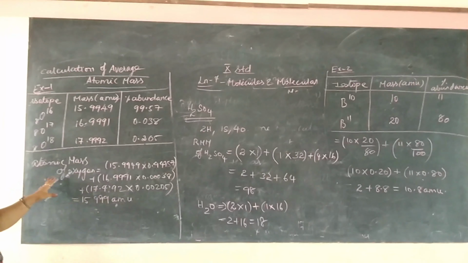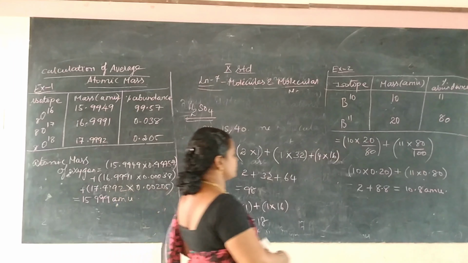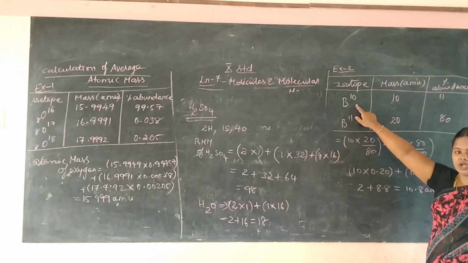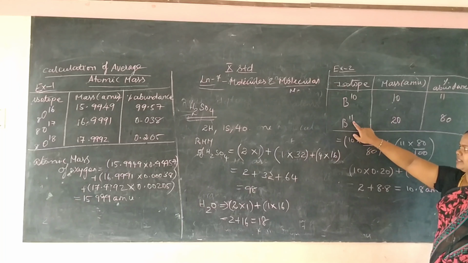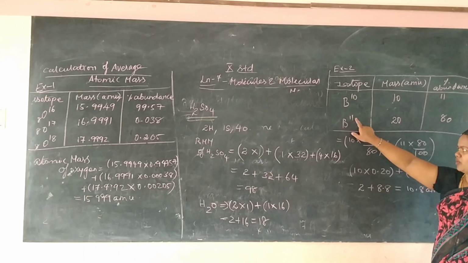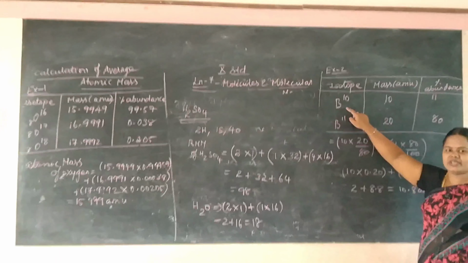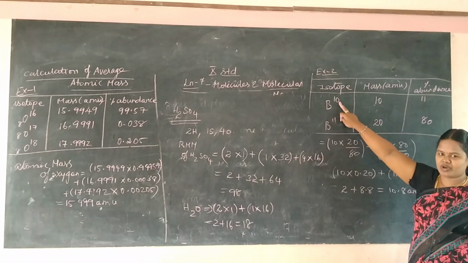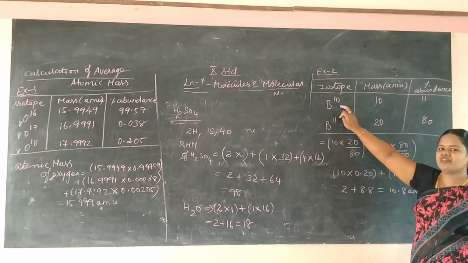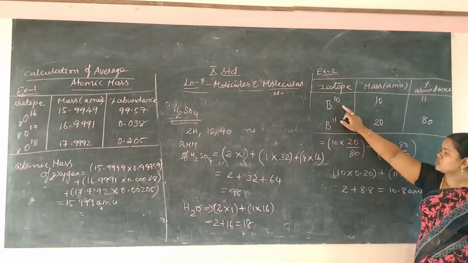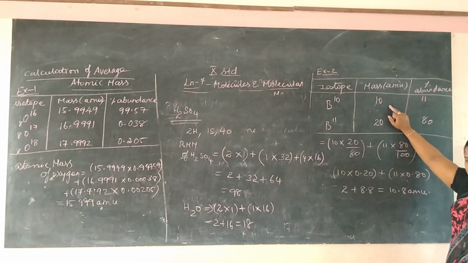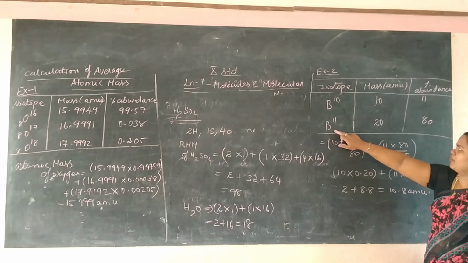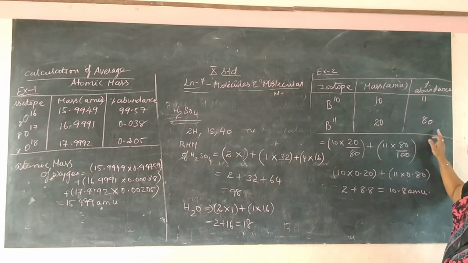Now we will see another example for the calculation, for the isotopes boron 10 and boron 11. Here 5 protons plus 5 neutrons, and here 5 protons plus 6 neutrons. What is this number? This is nothing but the mass number. The sum of protons plus the sum of neutrons gives the mass number. The number of protons gives the atomic number. So here boron 10 has mass 10 and abundance 20, and boron 11 has mass 11 and abundance 80.